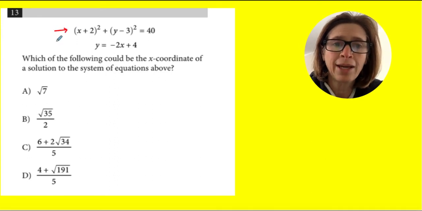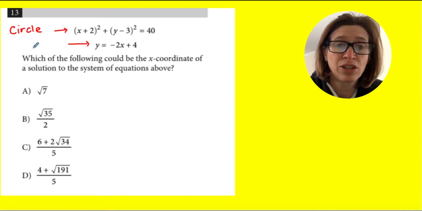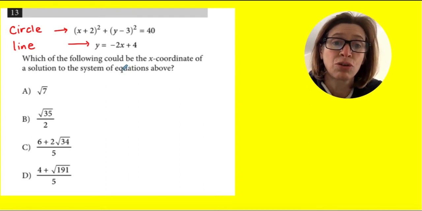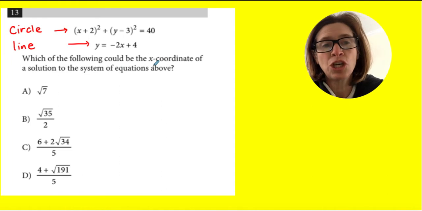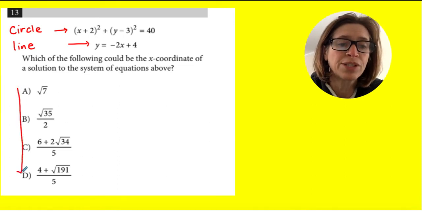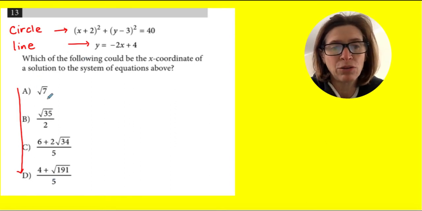So hopefully you're recognizing that this is the equation of a circle, and then this is the equation of a line. Because it's a solution to the system, it's looking for the point of intersection of the circle and the line. All right, so it is non-calculator. I look carefully at the answers, and if the answers were whole numbers, then I might decide I'm just going to plug the answers in and see which one made both equations true. But these all have radicals in them. So that's telling me I'm probably going to have to do some algebra here.